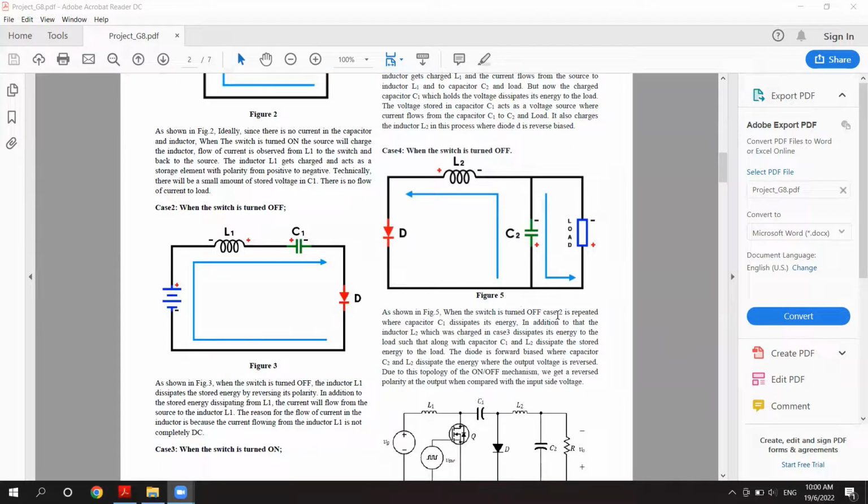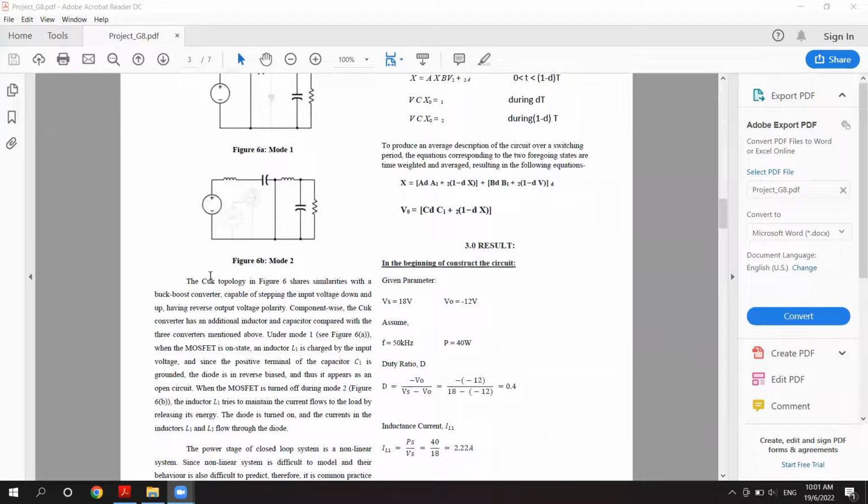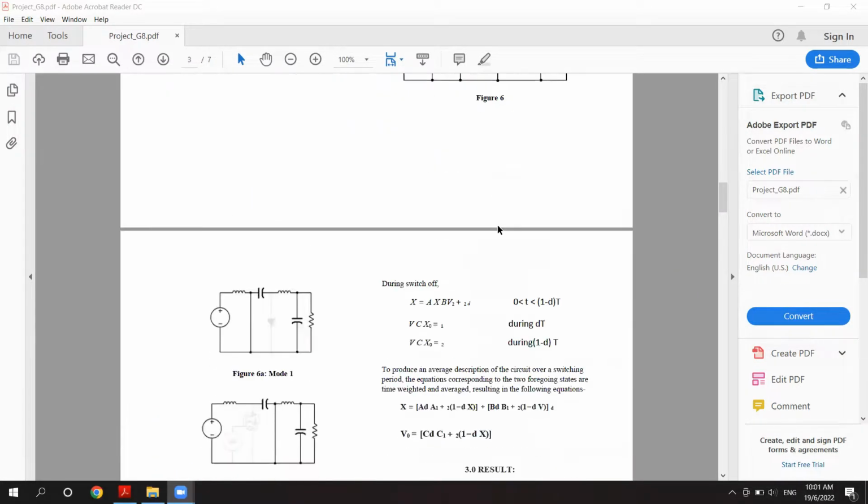When the switch is turned off, the capacitor charge is released, the diode is forward biased, where capacitor C2 and L2 dissipate the energy and the output voltage is reversed. Due to this topology of the on-off mechanism, we get a reverse polarity at the output when compared with the input side voltage. And then for the Cuk topology, in figure 6, this is figure 6.